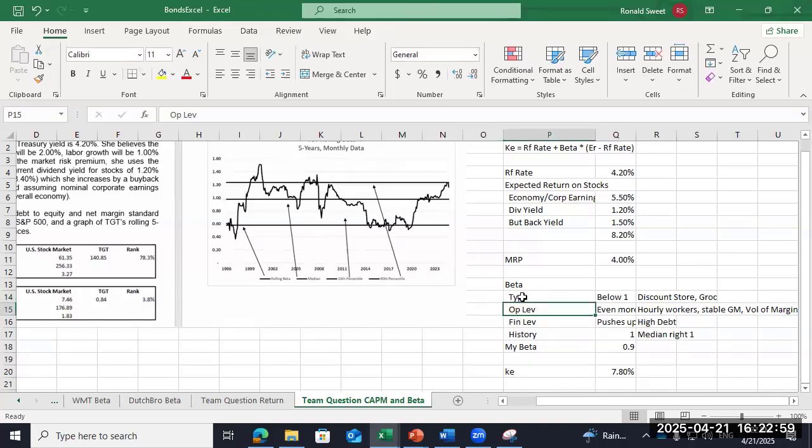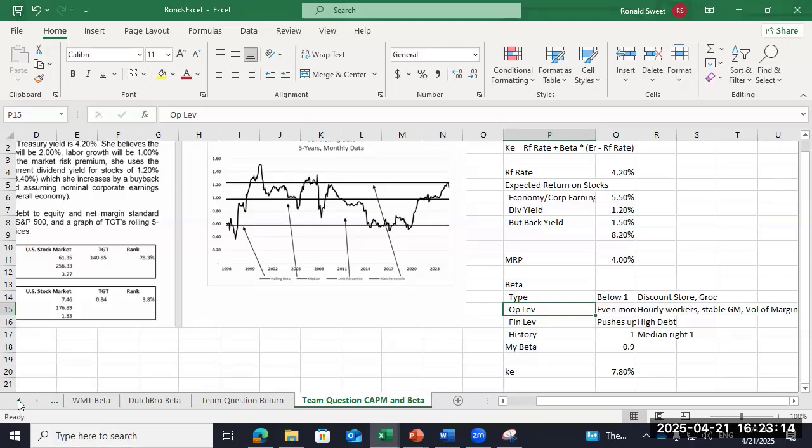On paper 3, on the operating leverage, don't just look at the volatility in net margins. Give me some words. Are they hourly workers? Are they salary workers? Did they have a union? Did they have a lot of property, plant, and equipment? Those are the kinds of things that are going to impact their operating leverage, right?